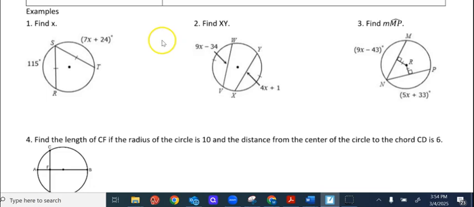Let's look at some examples here. The first thing we notice is they're flat out telling us those two chords are congruent. If we know the chords are congruent, then we know their corresponding arcs are congruent. So we can set this up as equal to each other and solve for x.